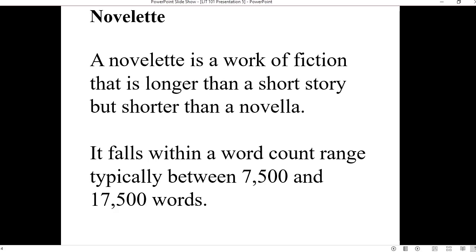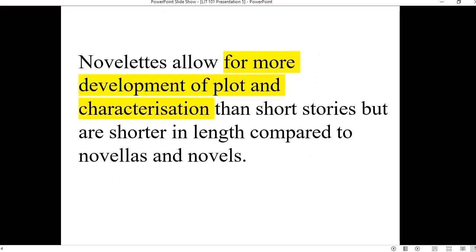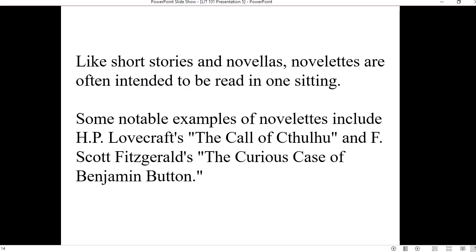So we can look at a novelette as a work of fiction that falls between 7,500 words and 17,500 words. It allows for more development of plot and characterization than we have in the case of a short story. One thing that makes it unique is that while it is longer than a short story, it is shorter than a novella. So novelettes are often intended to be read in one sitting.